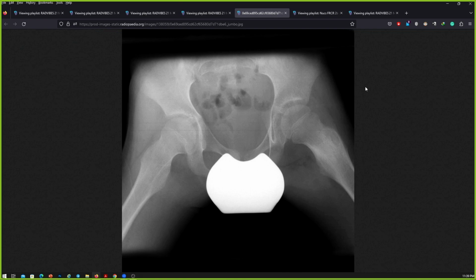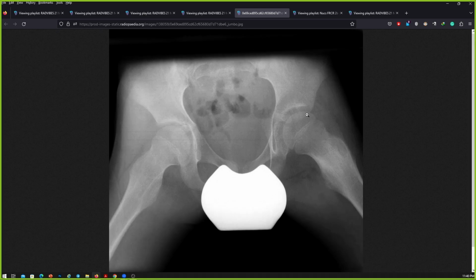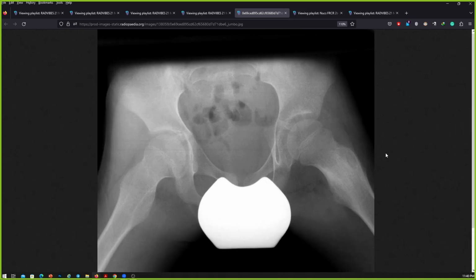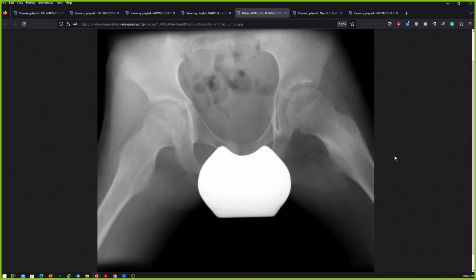I'm provided with a frontal radiograph of a pelvis and bilateral hip joints of a skeletally immature patient. Looking at my review areas, I'd like to focus on the bilateral femoral heads. On the bilateral side, I can see on the left side there is some epiphyseal growth plate widening.